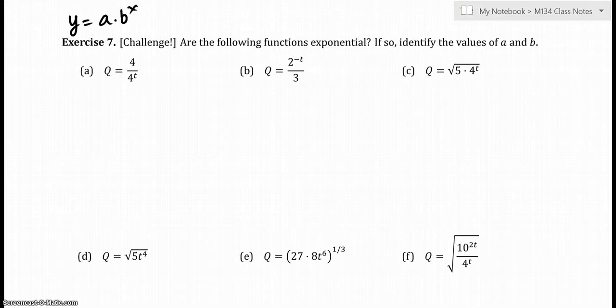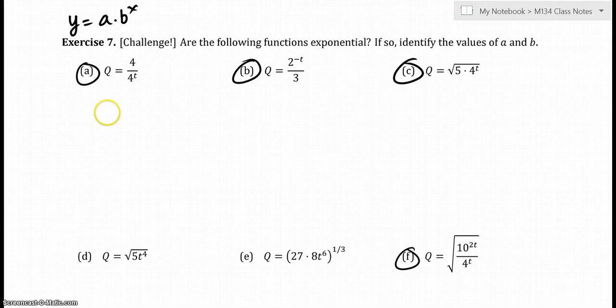They're exponential whenever there's a variable in the exponent. So A, B works, even C. The following three here, well, actually, D is no. E is no. Both of these, if you look at the exponents, they're numbers. But F is a yes.